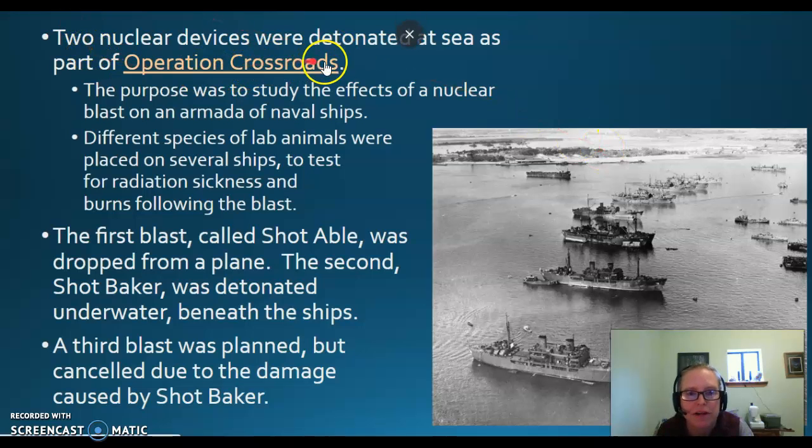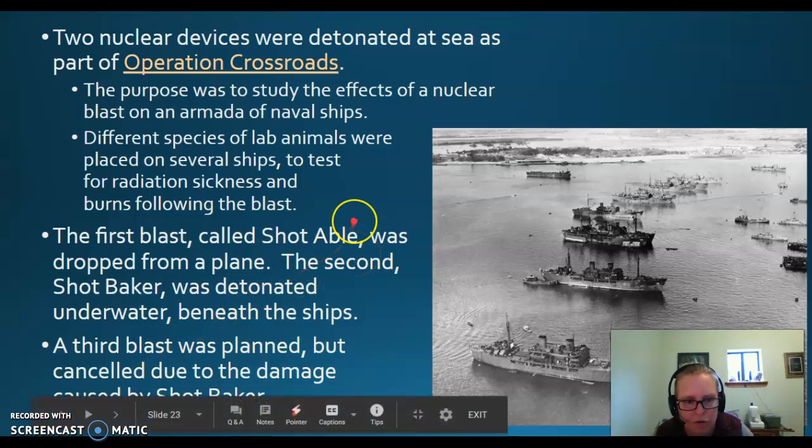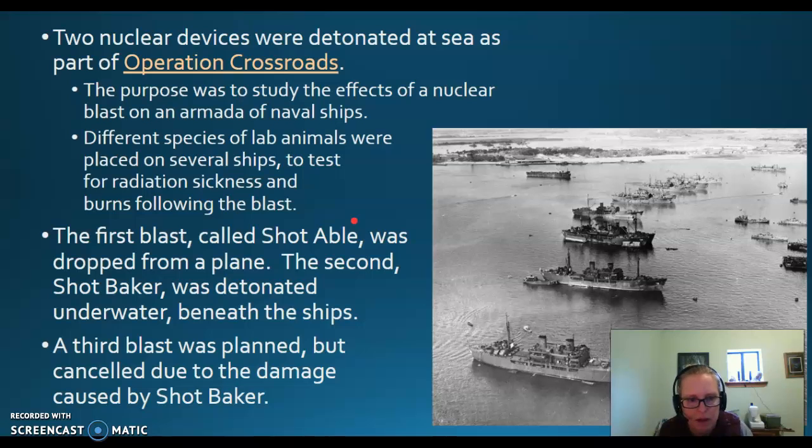So two nuclear devices were detonated at sea as part of this Crossroads operation, and the purpose was to study the effects of a nuclear blast on naval ships. So there were lab animals that were placed on several ships to test for radiation sickness and burns. Poor animals. And the first blast, called Shot Able, was dropped from a plane. The second, Shot Baker, was detonated underwater beneath the ships. A third blast was planned but canceled due to the damage caused by Shot Baker.